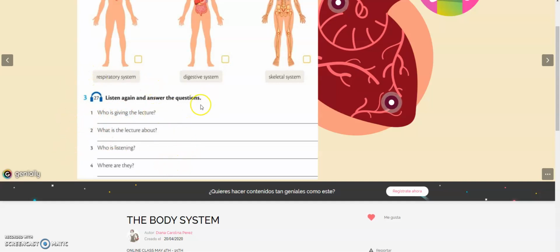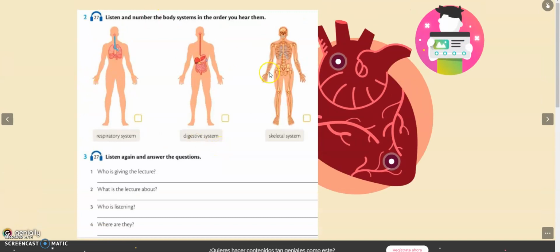It says, listen again and answer the questions. Who is giving the lecture? Lecture es como una conferencia leída. Puede ser una conferencia del profesor. So who's giving the lecture? The teacher, right? The teacher is the one giving the lecture. Number 2, what is the lecture about? It's pretty obvious. It's talking about the systems. So the answer for number 2 is the body systems.